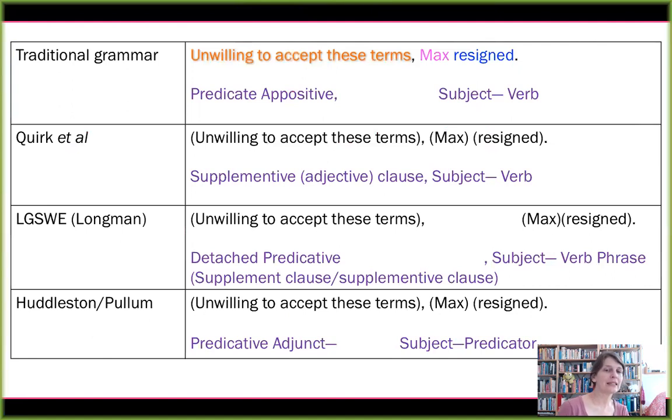I put it in parentheses because, of course, there are other supplementive clauses, and I haven't really gone through the whole of Quirk in order to see his take on predicate appositives. Quirk and Longman tend to look at these as reduced clauses and put them into different types of categorization systems. And I'm doing it differently.